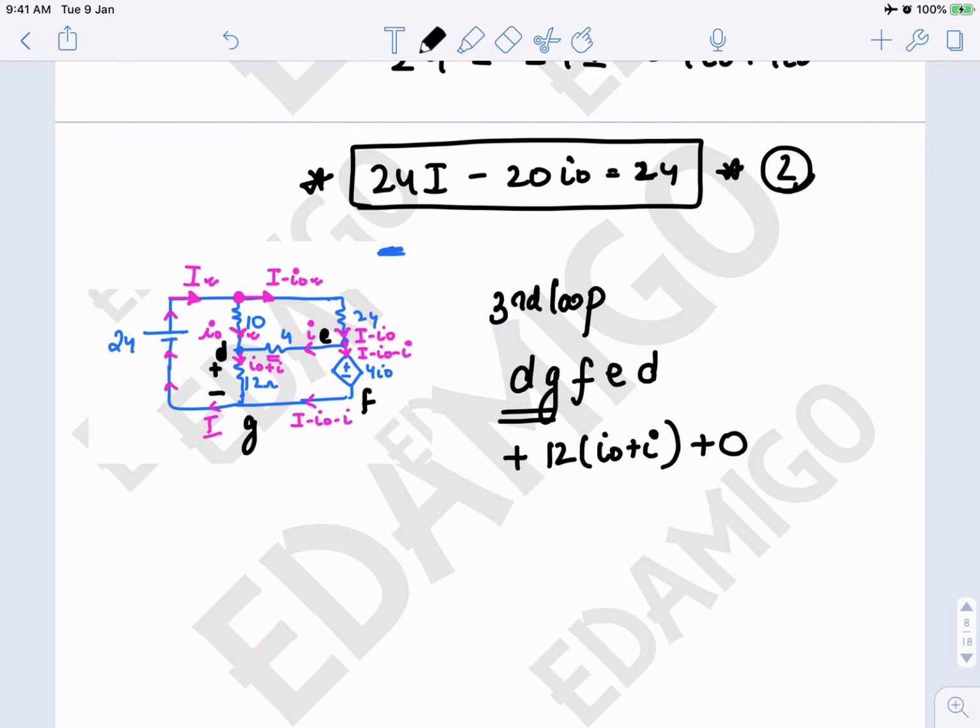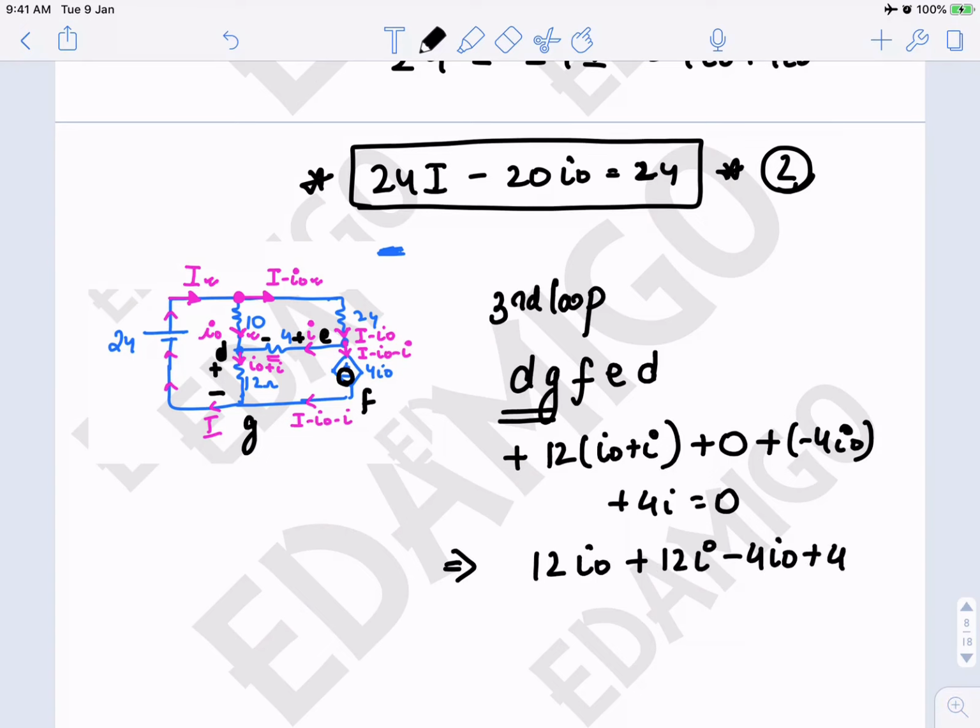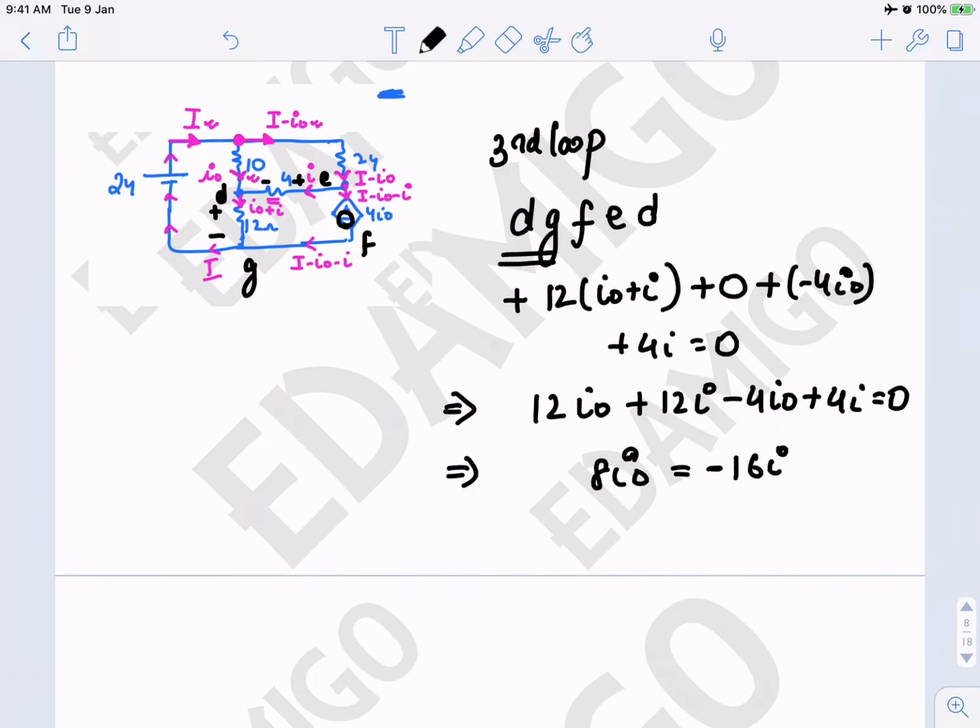G to F is 0. F to E, we are entering from the minus terminal, so it is minus 4 I naught. Now E to D it is plus minus because current is going from right to left, so plus 4 I equals 0. So this will give me 12 I naught plus 12 I minus 4 I naught plus 4 I equals 0. So 8 I naught equals minus 16I. From here I can see that I naught equals minus 2I. This is the third equation.